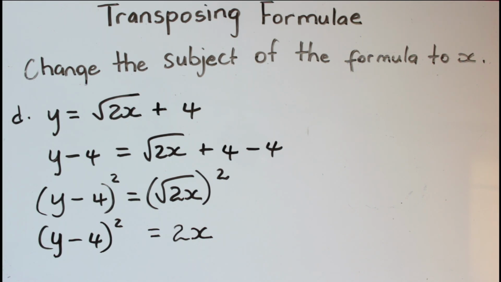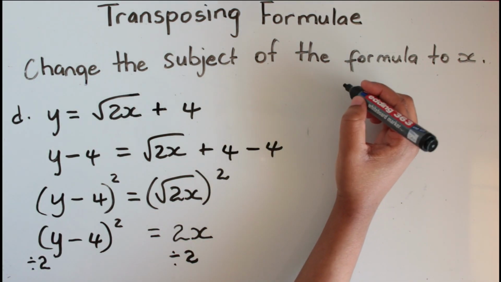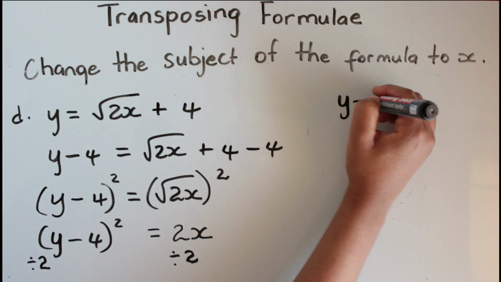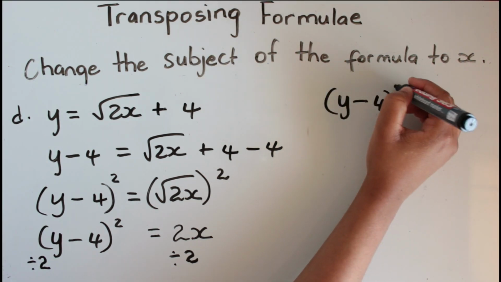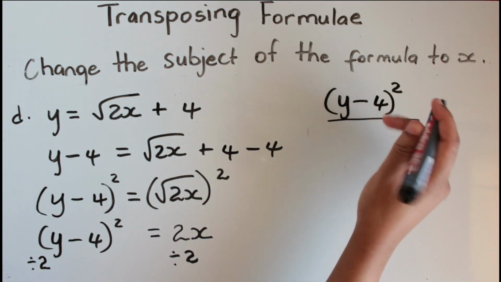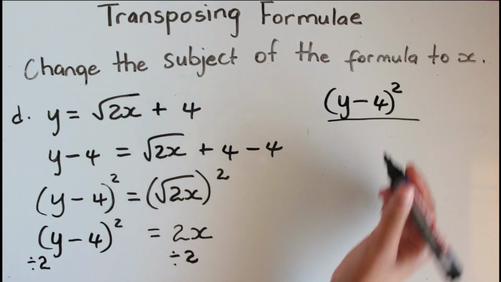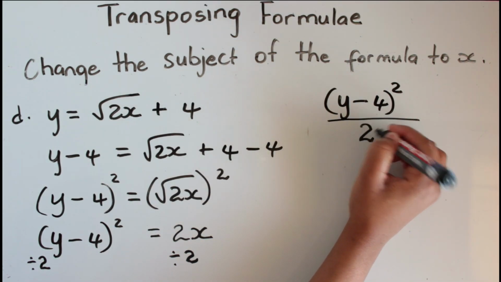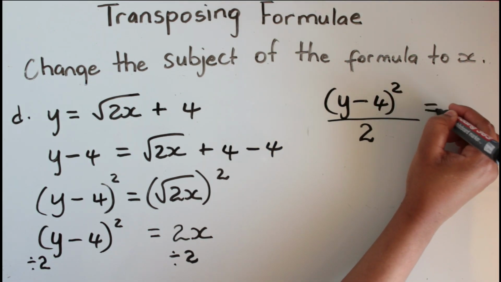And we're getting there. Now we need to get rid of this 2. And to get rid of this 2, it means that the 2 is being multiplied by the x. So I do the inverse operation, which is basically to divide. So I divide both sides of the equation by 2. And now I have on my left y minus 4 all squared. I really don't need to simplify this because my aim anyway is to get the x by itself. And that's all over 2 because all of it is being divided by 2.